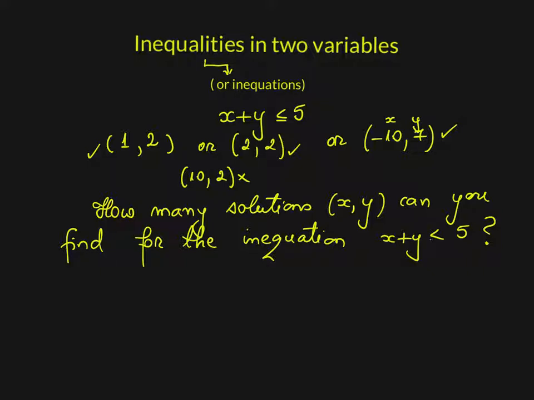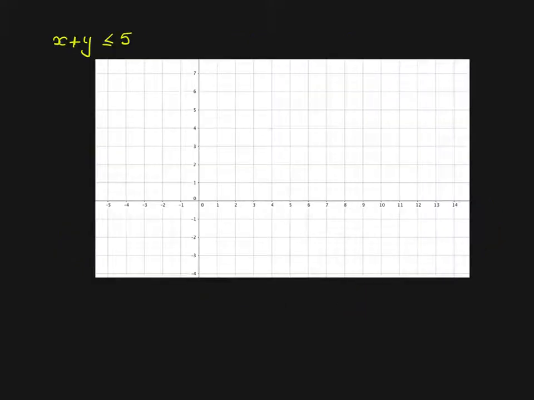So how many solutions can we find for this inequation? Obviously, the answer is infinitely many. Any pair of numbers that add up to a number less or equal than 5 is a solution. So the question is, how do I represent all these solutions? As we have two variables, it's normal to look at the coordinate system, having the variable x on the x-axis and y on the y-axis.